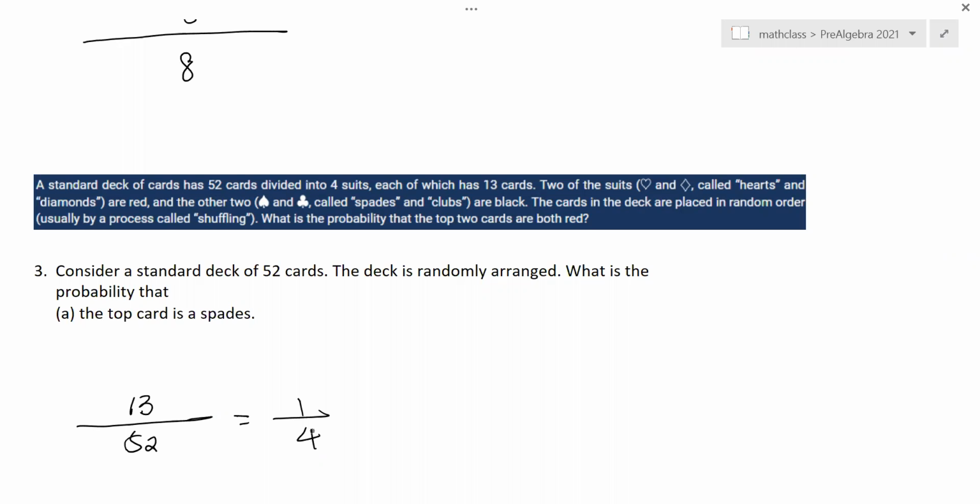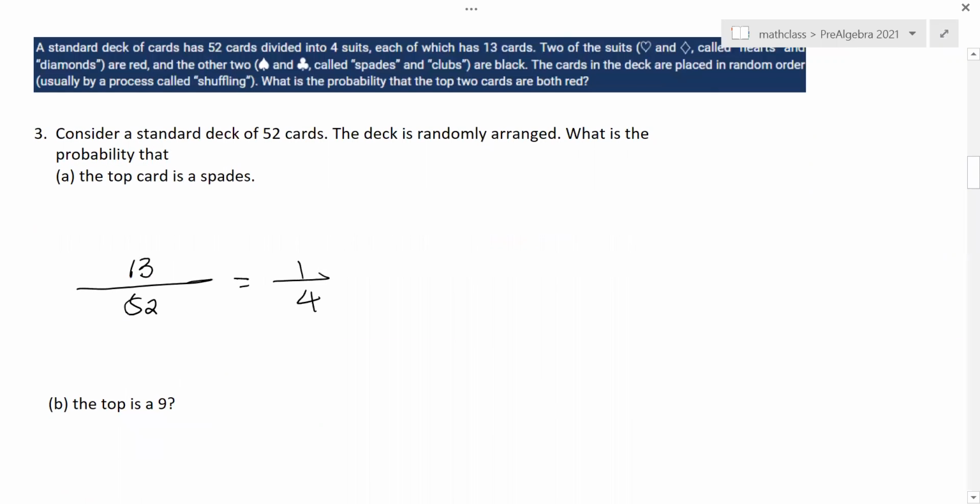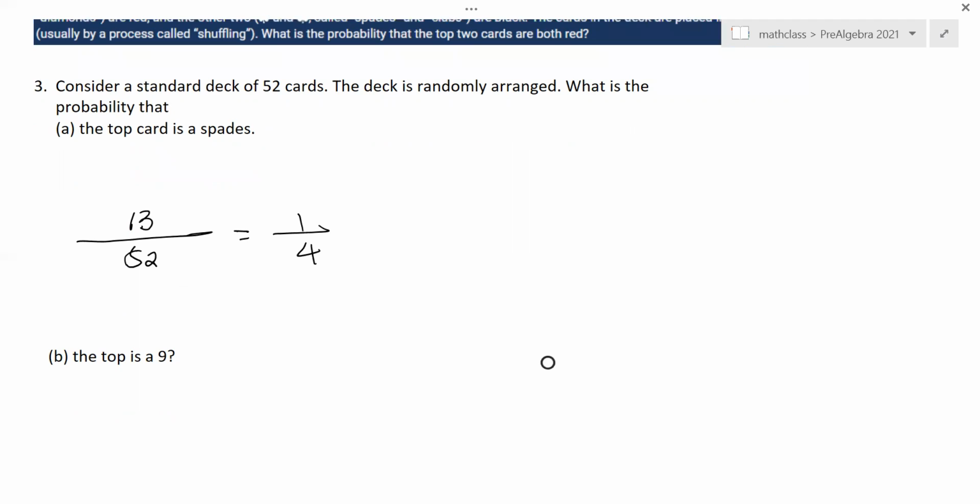All right. And I'm going to ask you to do the next problem. The top card is a 9. All right, so if you get answers, let me know. All right, so the denominator is still 52.